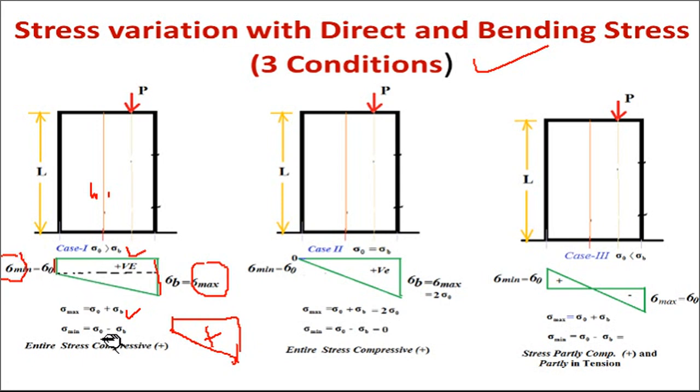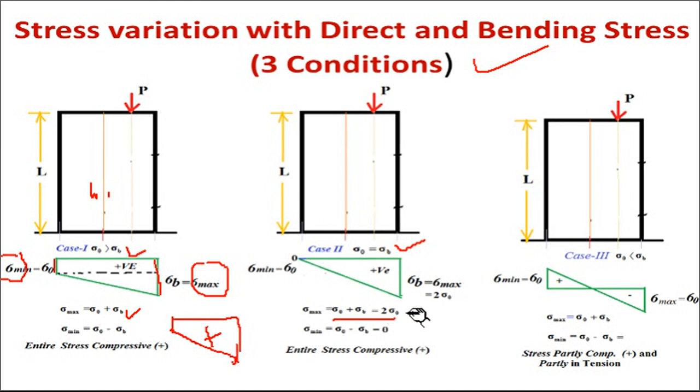Okay, now the second condition, when sigma 0 equals sigma b. At that particular condition, it is called the no tension condition. When sigma 0 equals sigma b, that condition is called the no tension condition. So at that time, no tension is developed in the base of the column. Here I have shown that calculation. If sigma 0 equals sigma b, both values are the same, so in place of sigma b we can put sigma 0.